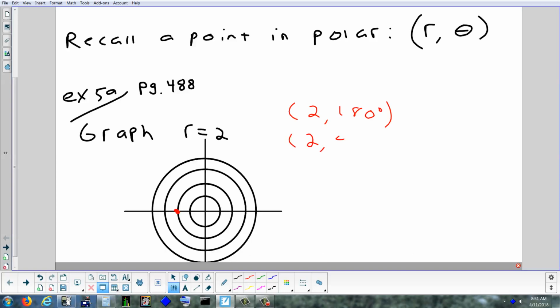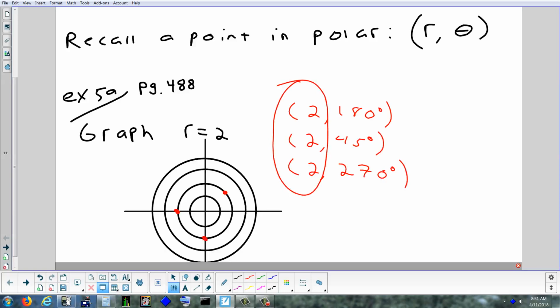2, 45. Yep, there's another one. And we'll do one more, and then I think you'll get the idea what's happening here. 2, 270. Okay, so the key is right here. They're all 2. So 2 units, 270.